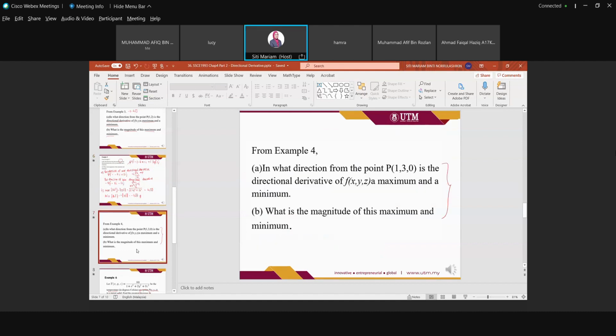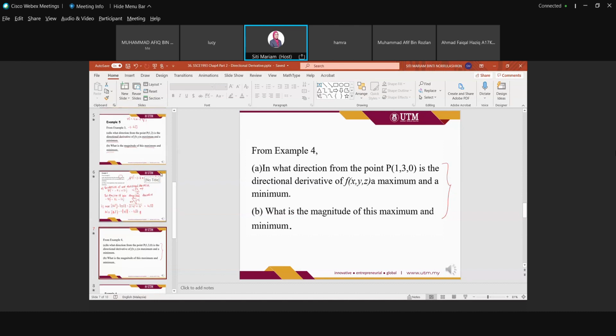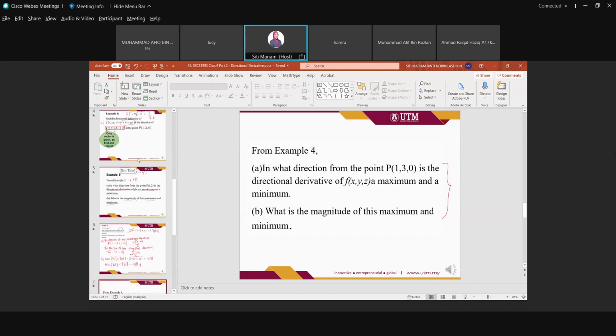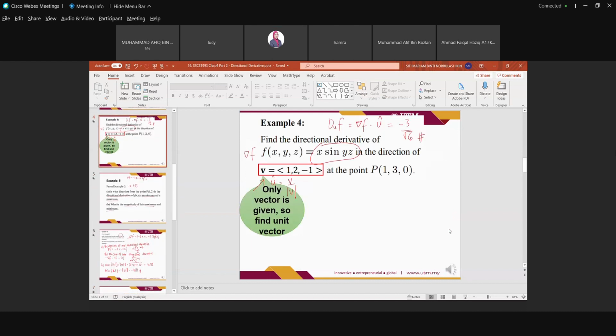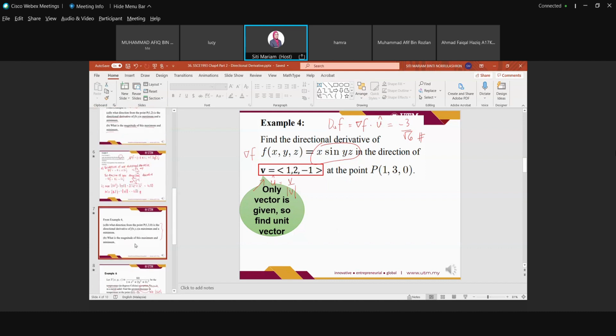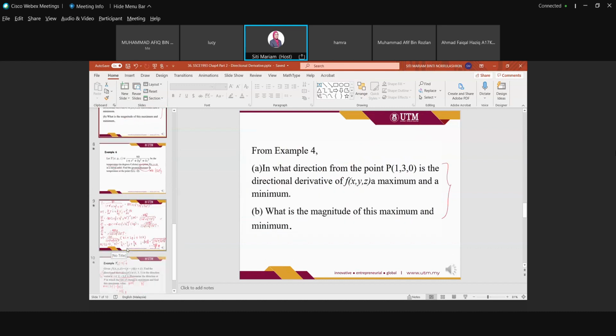Okay, example 4. Continue from example 4. So from example 4, in what direction is the maximum and minimum, and give the magnitude. Boleh tak buat? So can you do this question? Okay, from grad F, you cari. The maximum is the grad F itself. The minimum will be negative grad F. And also the magnitude, you cari the magnitude. Can you do it? Boleh buat kan? Boleh tu.